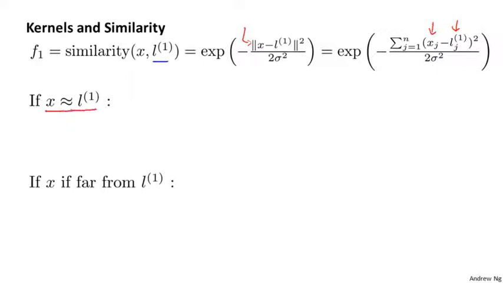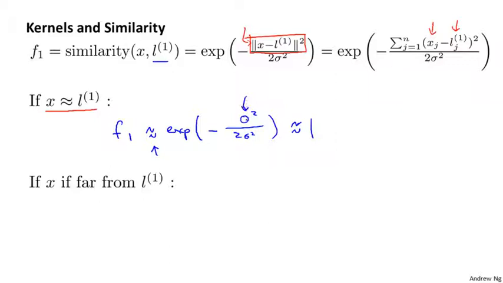Suppose x is close to one of the landmarks. Then this Euclidean distance formula in the numerator will be close to 0, right? So the square distance between x and L will be close to 0. And so f1, this feature, will be approximately e to the minus 0 squared over 2 sigma squared. So e to the 0 is going to be close to 1. I put the approximation symbol here because the distance may not be exactly 0, but if x is close to the landmark, this term will be close to 0, and so f1 will be close to 1.